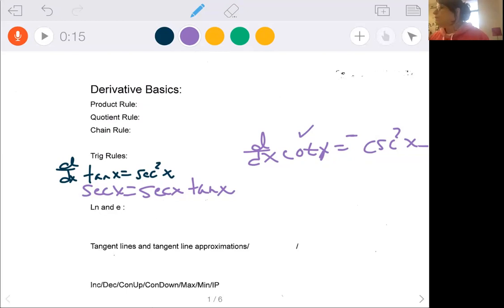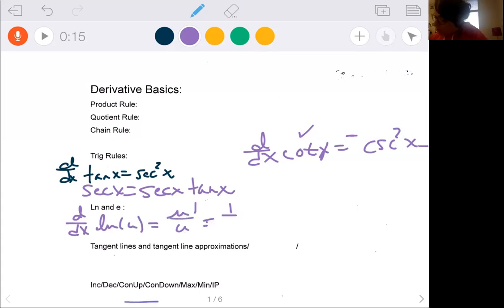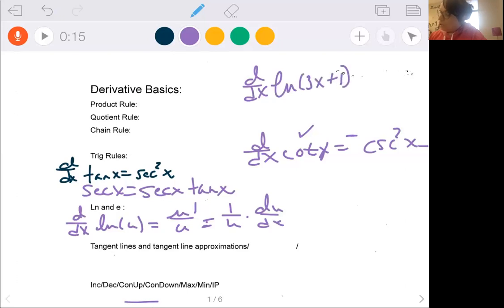All right. Let's do the derivative with respect to x of the natural log of a function of x. Remember, if that was just x, it's 1 over x. But really, it's u prime over u, or sometimes we said it's 1 over u times du dx. What does she mean by that? I think you guys know, but just in case. The derivative with respect to x of the natural log of 3x plus 1 is u prime, the derivative of 3x plus 1, over u.